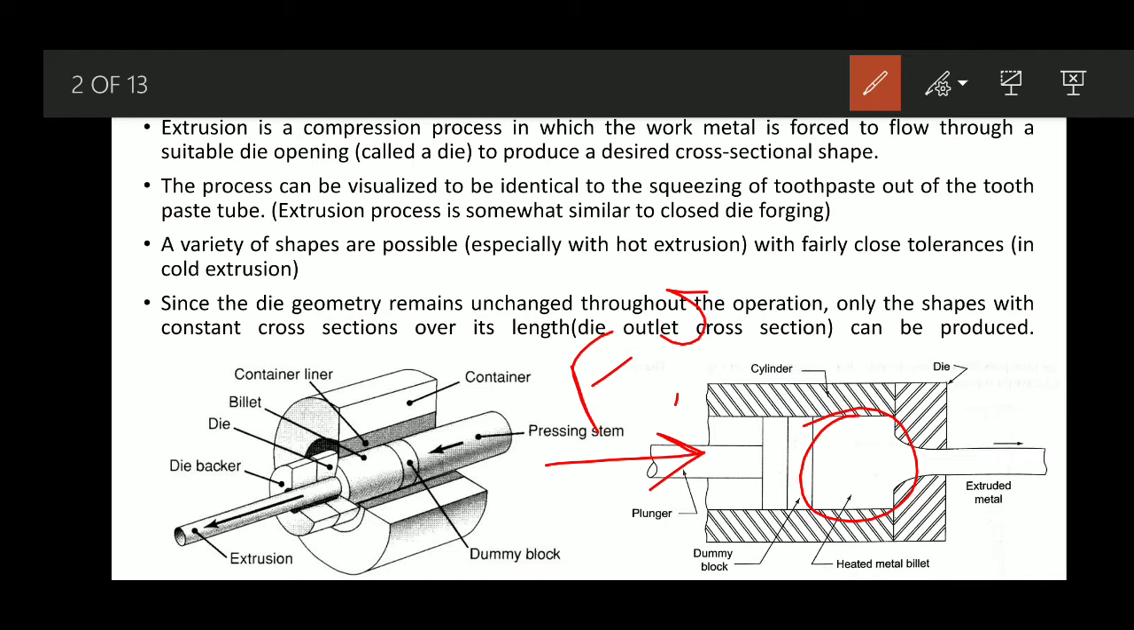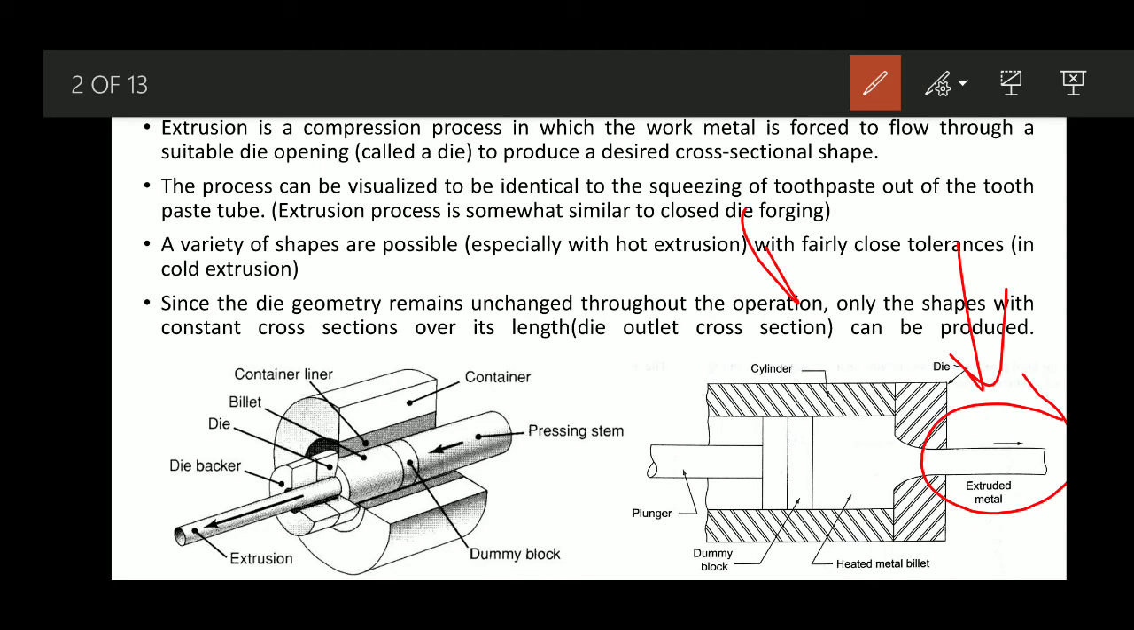So what will happen because of that reinforce, through this die opening, depending on whatever the shape is, the extruded material will come out. This extruded metal becomes our product. On what basically does the shape of this extruded metal depend? It basically depends on the shape of the die opening. Whatever the die opening is, the extruded metal will come out just like that opening only.